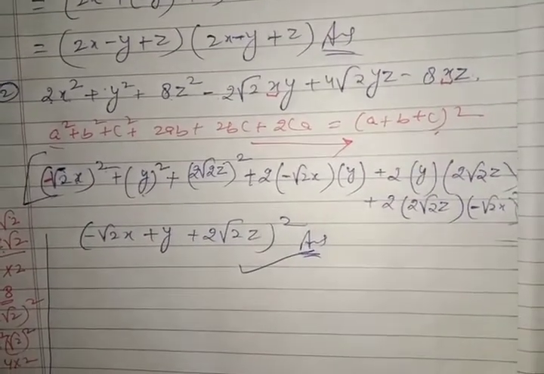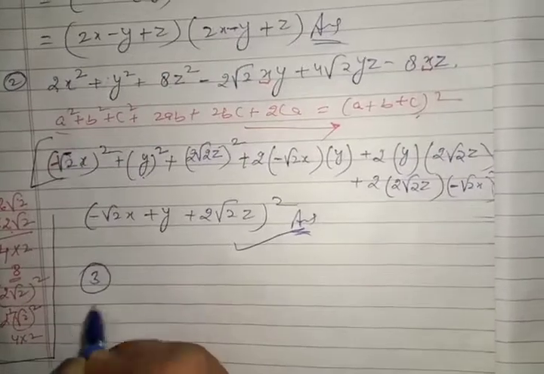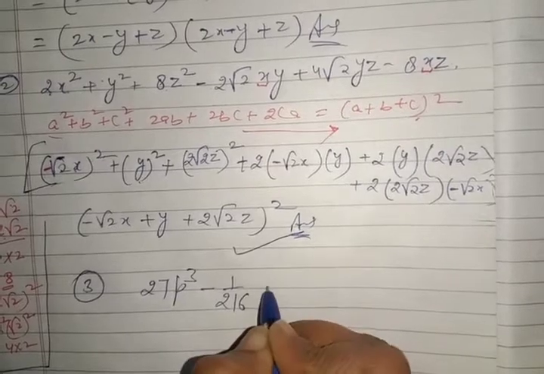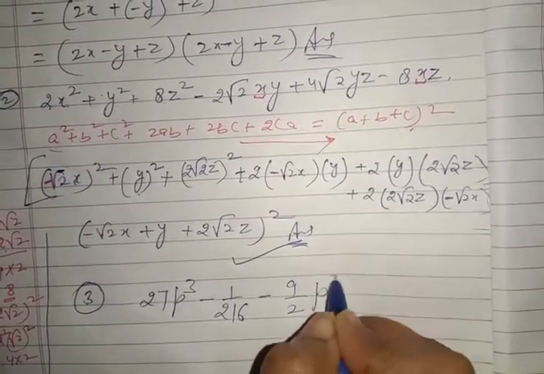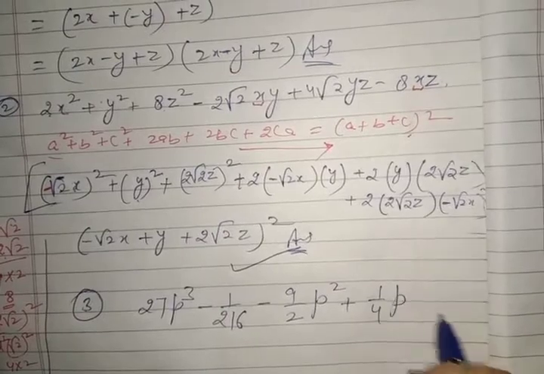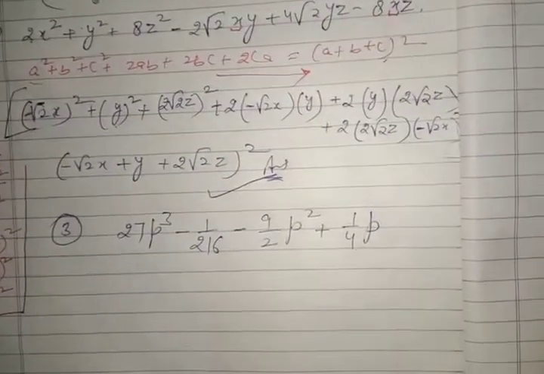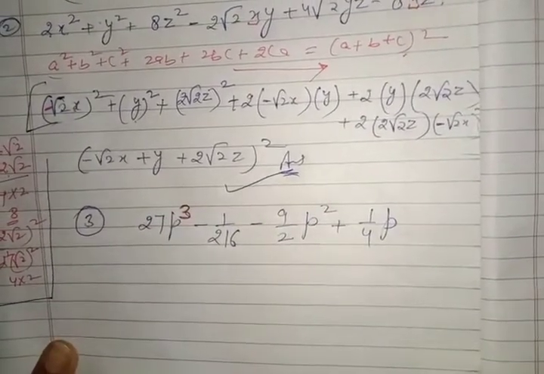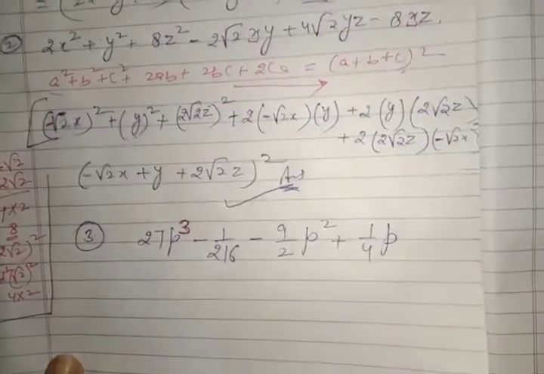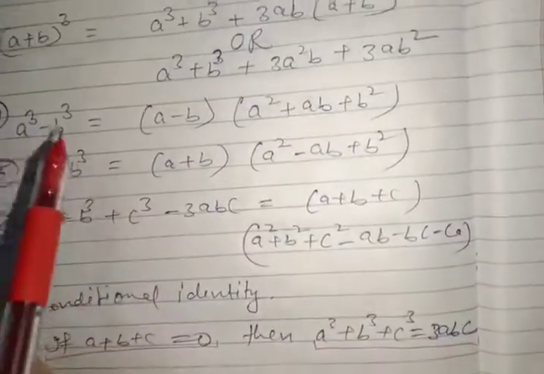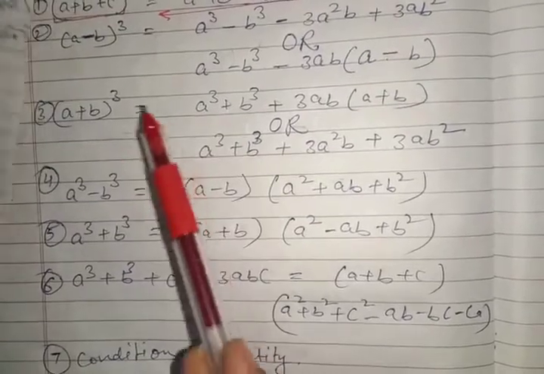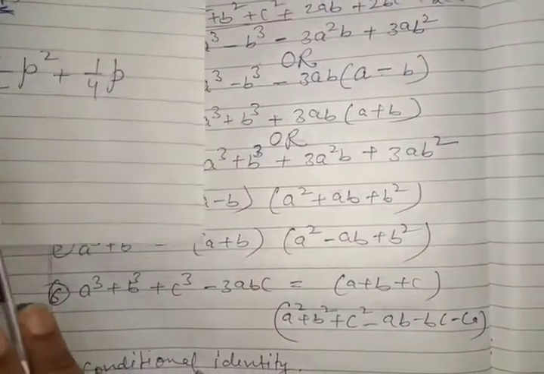Next question that will start is the third question. One more question. 27p cube minus 1 upon 216 minus 9 upon 2p square plus 1 by 4p. Again it is to be factorized. Now we need a cubic identity. We can clearly see this is a cube, so it is a cubic identity. We need to find out which cubic identity is more suitable here. Just see the right side of all the identities. The right side of all the identities says, just see this: minus, minus and plus.